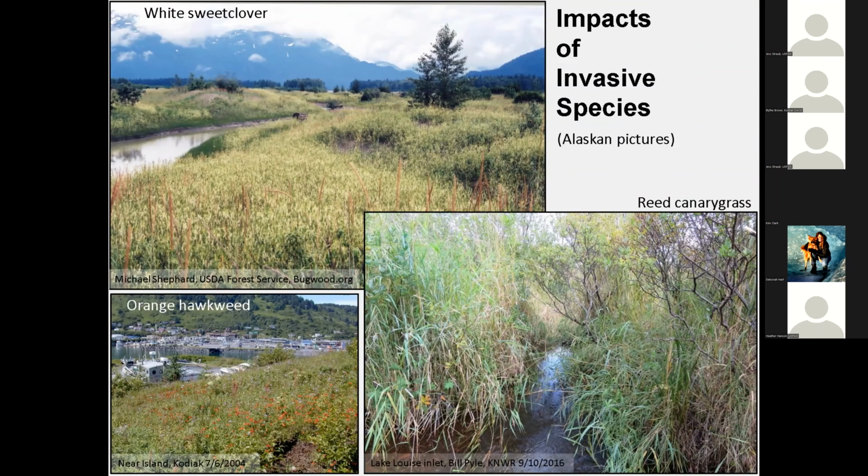There are also indirect impacts, such as some of the upland terrestrial species that can impact water runoff, soil erosion, wildlife habitat, and pollinators. The lower left photo shows orange hawkweed starting to displace the native wildflower meadow.